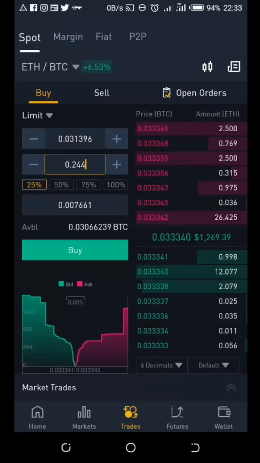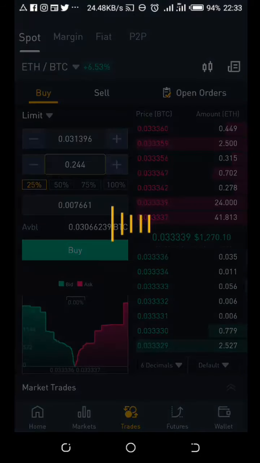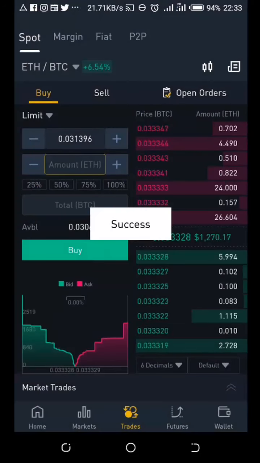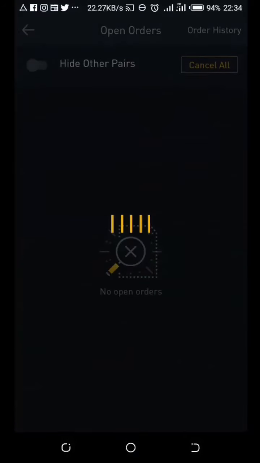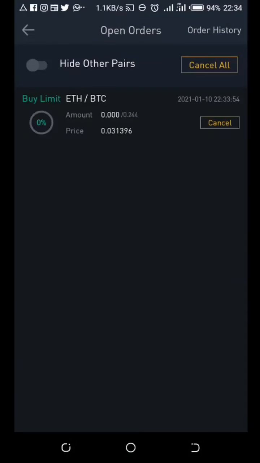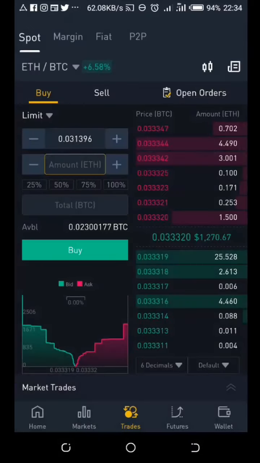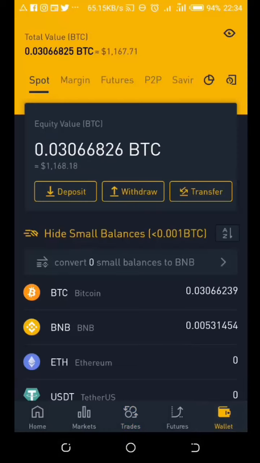So we now click on buy. Okay, so it says success. So we go ahead and click on the open orders. So we see the open order here. Do you understand? So you can just close your Binance and go and do whatever you want to do. You have set it up and the market is there waiting to be filled. All right, so that's exactly how to set it up.